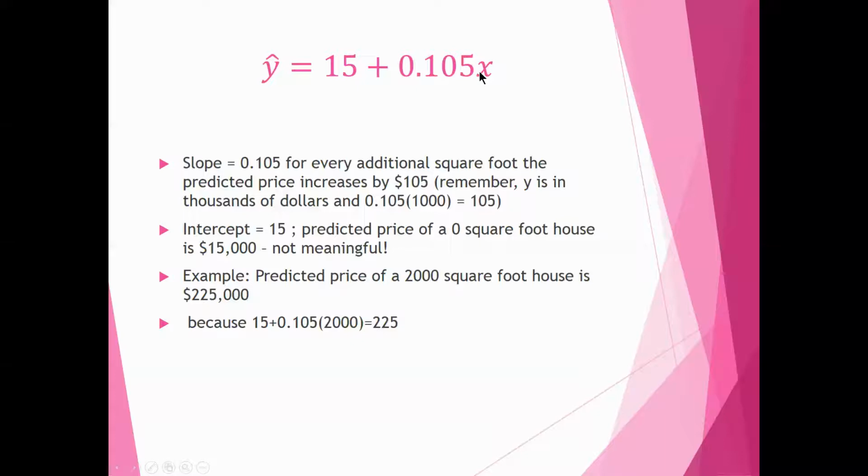And that says for every additional square foot a house has, the predicted price increases by $105. Why $105? Because remember, y is measured in thousands, and so 0.105 thousand is 105. Okay, so the slope tells us for every additional square foot a house has, a predicted price for it goes up by $105. The intercept is 15. It's trying to tell us the predicted price of a 0 square foot house is 15, or $15,000. And that's just not meaningful in this case. There's no such thing as a 0 square foot house.